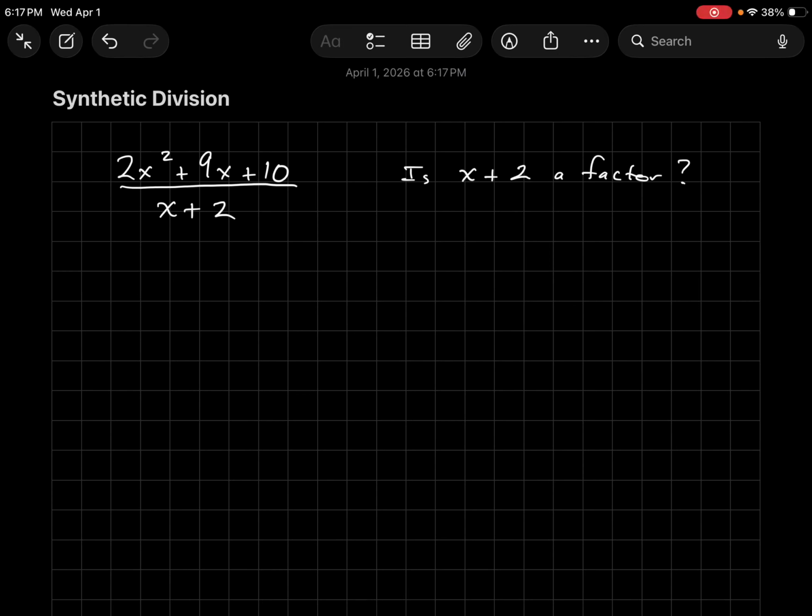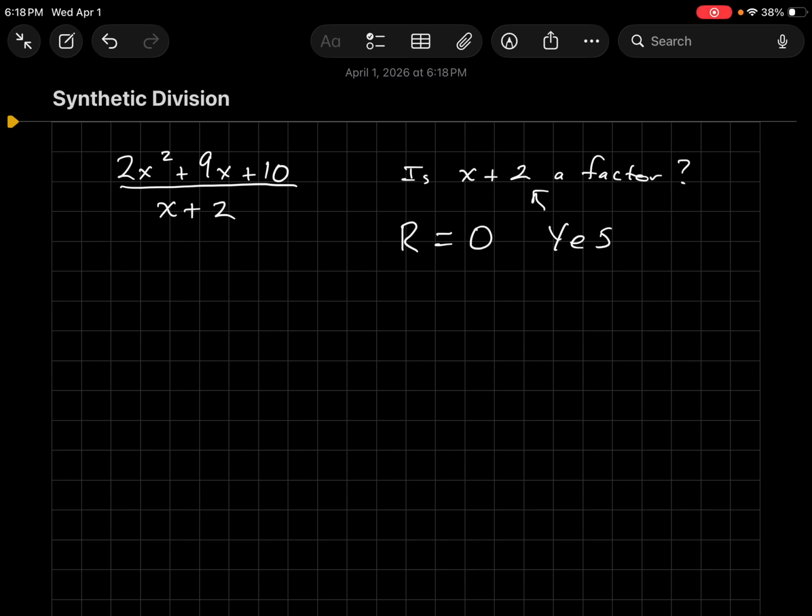Synthetic division. Suppose we want to divide the polynomial 2x squared plus 9x plus 10 by x plus 2. Sometimes we just want to see what it equals, but very often we would do this to see if x plus 2 is a factor. When we did polynomial long division, we saw that if the remainder, which we will call r, is 0, that would mean yes, x plus 2 is a factor.